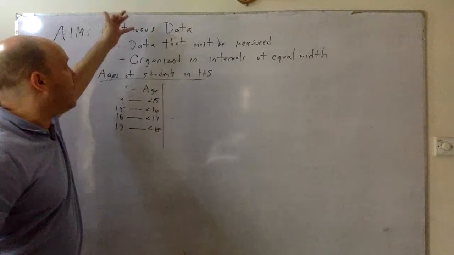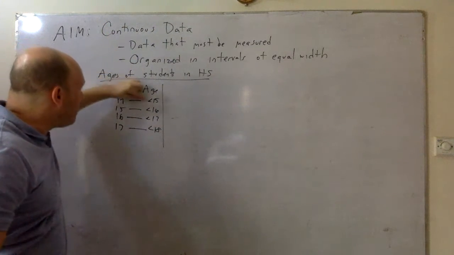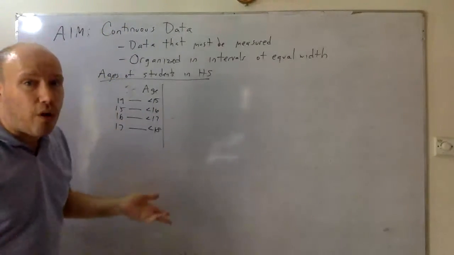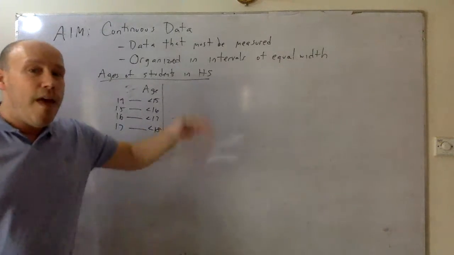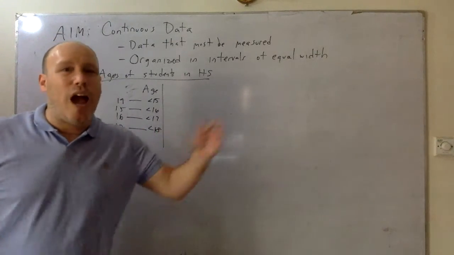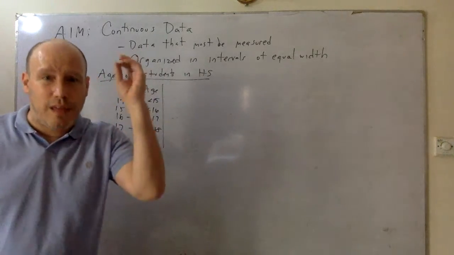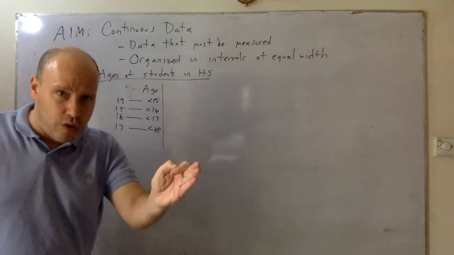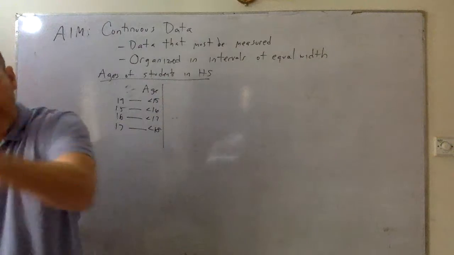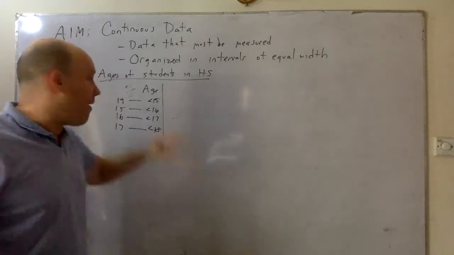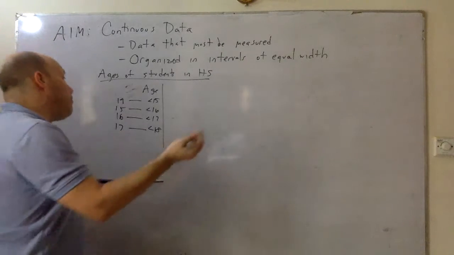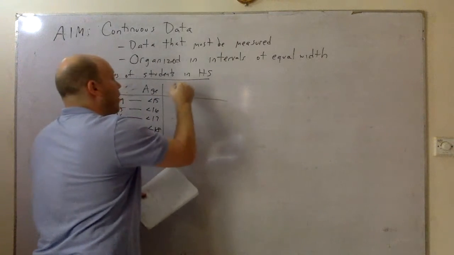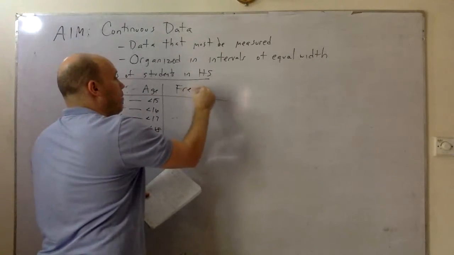So with continuous, it's every single thing within this interval. You might decide to cut it off at half years. For example, everyone from January to June 30th, and then July 1st to December 31st. That's your call, but everything has to be equal. And so we have the age now. Now let's do the frequency.